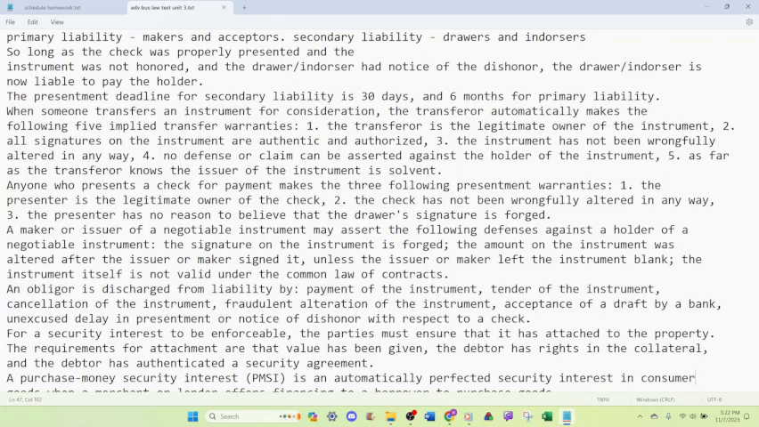Primary liability, makers and acceptors. Secondary liability, drawers and endorsers.